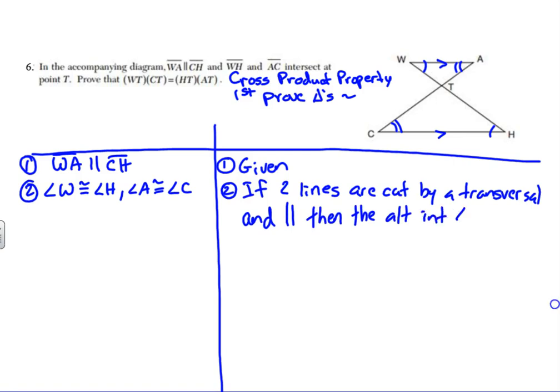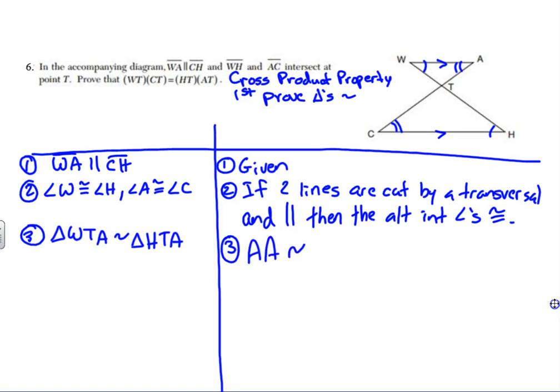I'm seeing on a lot of people's papers that they're not having the 3 components of that reason. It doesn't have to be worded exactly that way, but you need to have transversal, parallel, and angles, okay? A lot of people are just writing alternate interior angles are congruent. That's not enough. Okay, so now we can say that triangle WTA is similar to triangle HTC, and the reason is the angle-angle similarity postulate.